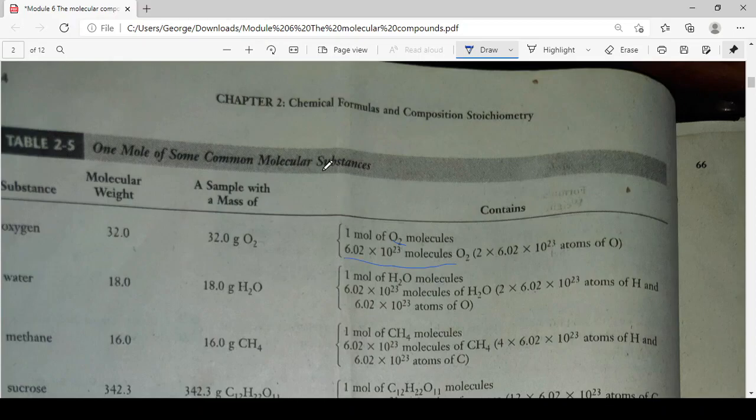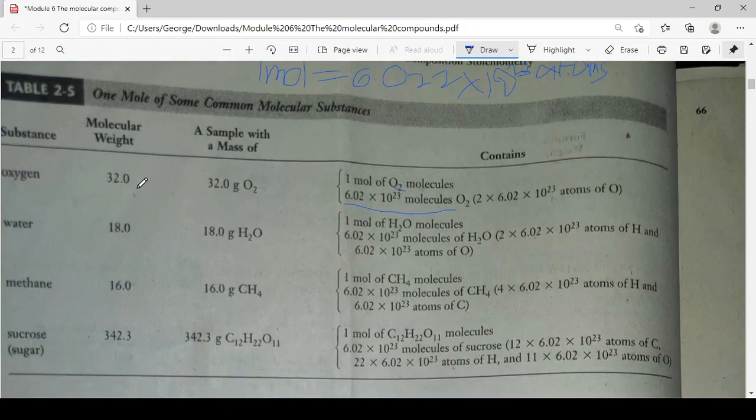So again, 1 mole is always equal to 6.022 times 10 raised to the power of 23 atoms of your given element. Again, for every 1 mole.